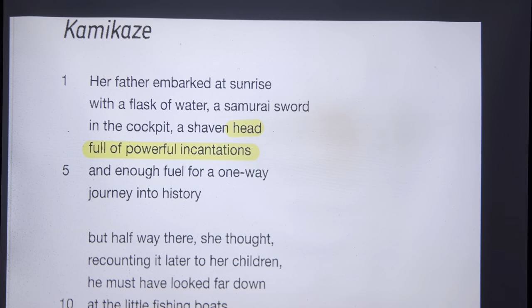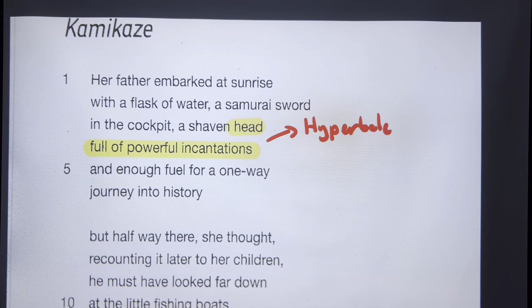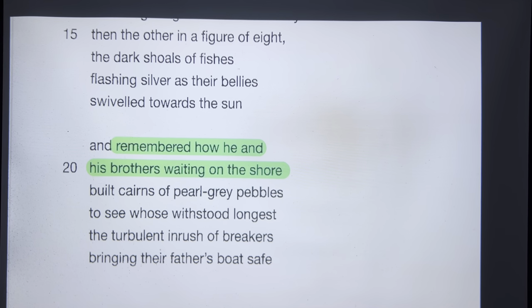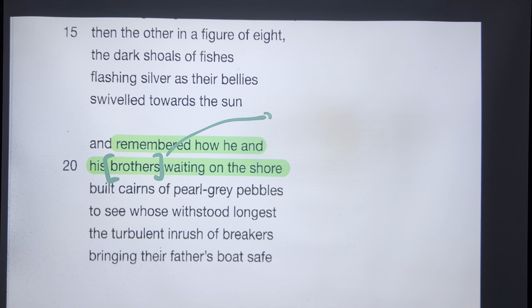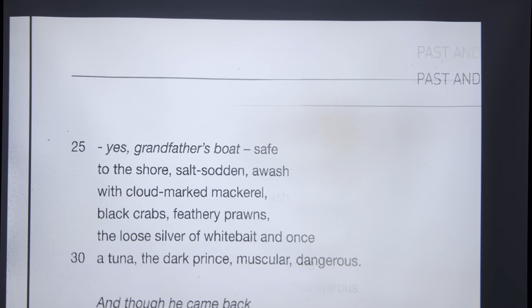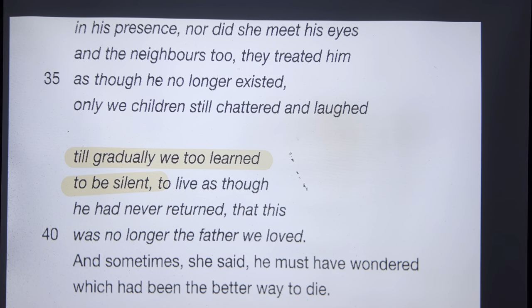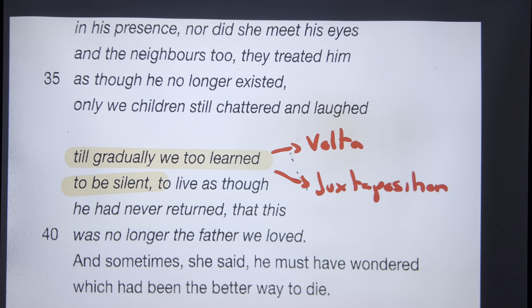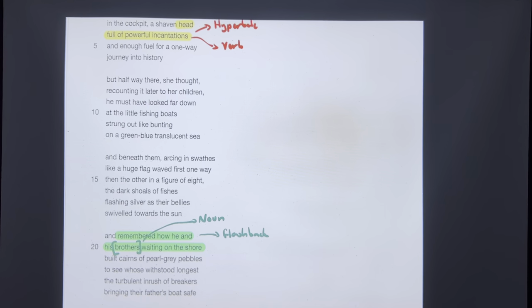Number one, guys, "head full of powerful incantations." And then I will talk about the verb incantations for that first particular quote. Then, guys, over here, I will talk about the noun. And then I will talk about the flashback. And then, guys, over here, I will talk about the volta. And I would speak about the juxtaposition. Those are three quotes, and those are the things that I would analyze in these quotes.